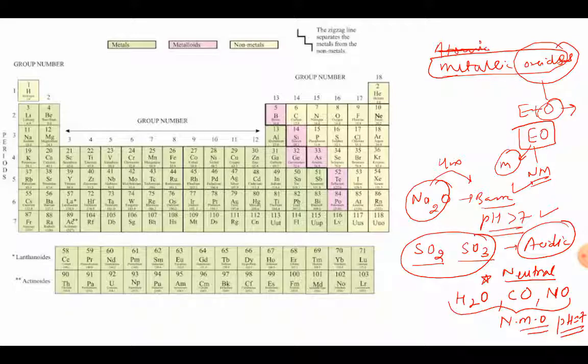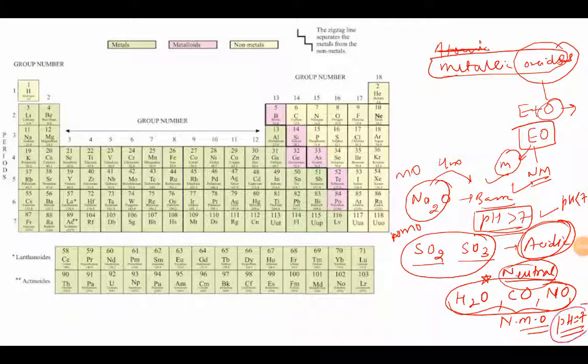So let us repeat this once again. Metallic oxides are basic in nature, their pH is going to be more than 7. Non-metallic oxides will be acidic in nature, their pH will be less than 7. Okay, and some of the non-metallic oxides are neutral also, right? In this case the pH is equal to 7.